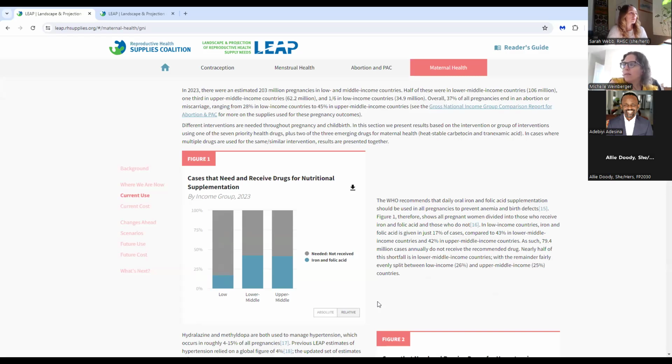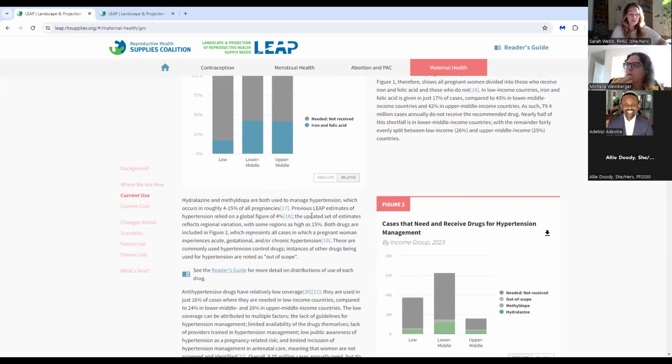So here we can see the coverage of iron and folic acid. Here the need is all pregnant women because it is recommended that all pregnant women take iron and folic acid during pregnancy, but we can see that actual coverage is quite low. So around 17% across low income countries and around 40% across lower middle and upper middle income countries.